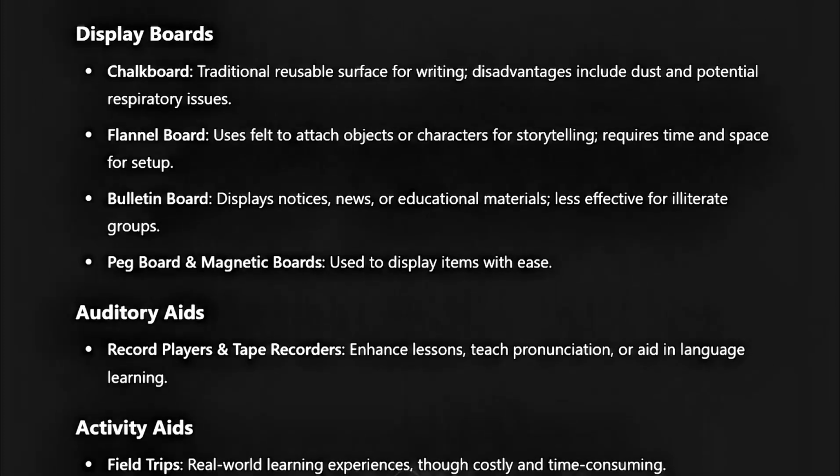Display boards. Chalkboard. Traditional reusable surface for writing. Disadvantages include dust and potential respiratory issues. Flannel board. Uses felt to attach objects or characters for storytelling. Requires time and space for setup.